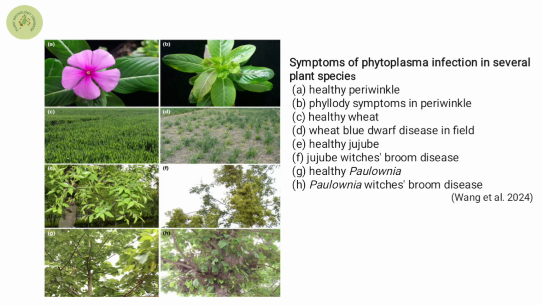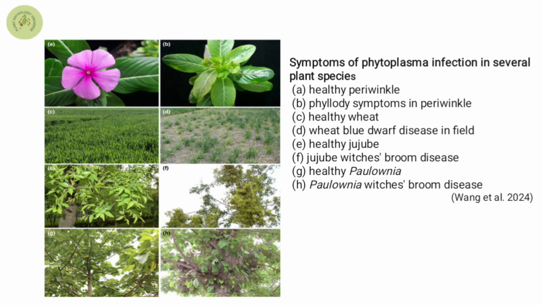Now here you can have a clear idea about the symptoms. The first picture shows a healthy periwinkle plant, with its normal flower. However, in a periwinkle plant affected by phytoplasma, the flower is replaced by leaf-like structures, which is known as phyllody. The second picture shows healthy wheat as well as wheat having the phytoplasmal disease known as dwarf.